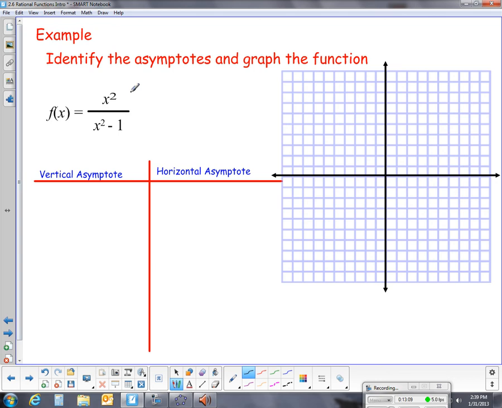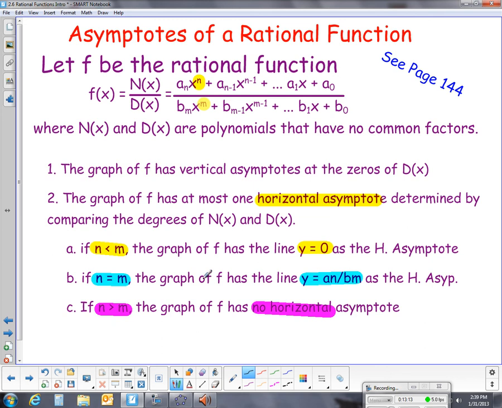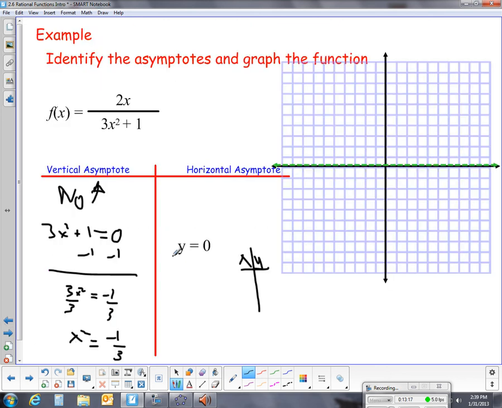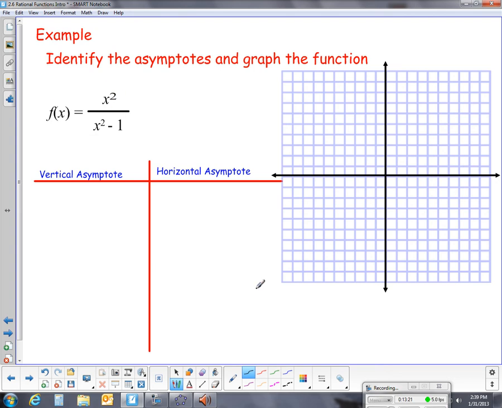Try this one. This has the same degree. So if you look at the rules, what does it say if it's the same? We have the leading coefficients, so the leading coefficients will cause 1 over 1. So the horizontal asymptote on this one is going to be at 1. Vertical asymptotes at plus or minus 1. You solve that denominator, we're going to have 1 here and 1 here. I hope you all can see where those come from. I'll leave it to you. Those are the asymptotes of the function.